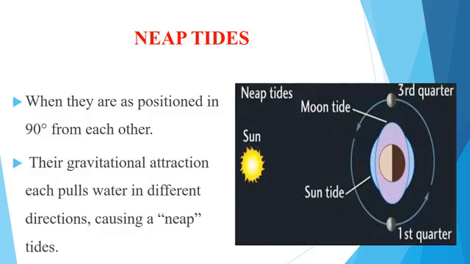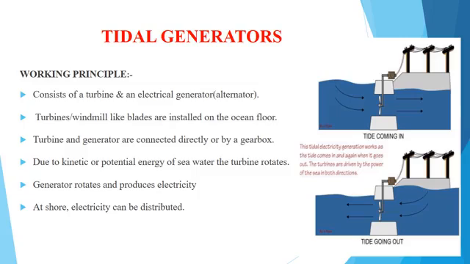Another one is neap tides. When the sun and moon are positioned at 90 degrees from each other with respect to the earth, then neap tides are generated. Their gravitational attraction each pulls water in different directions, causing a neap tide. The figure shows the neap tides.